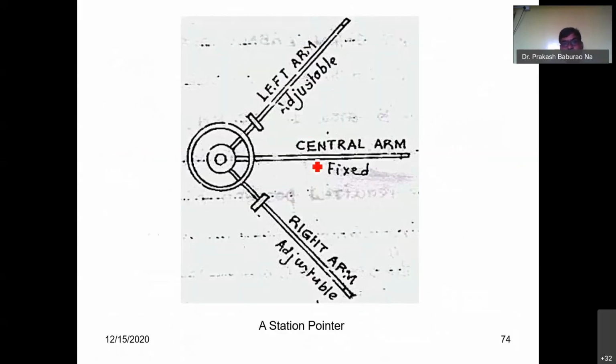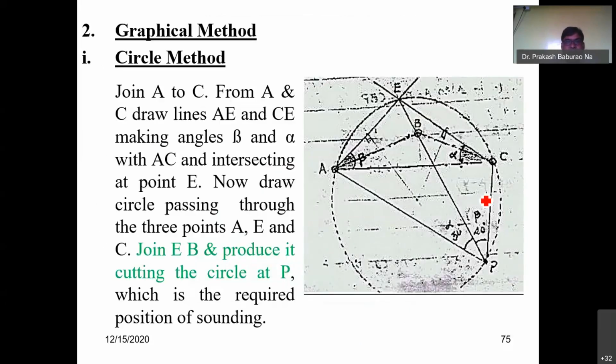See, this is a diagram with the help of this three-arm protractor, and this is the pivot point where you have to fix both points. And the angle may be adjusted with the help of the left arm and the right arm. This is the mechanical method. And in the graphical method, the circle method is there. I want to tell you the circle method.